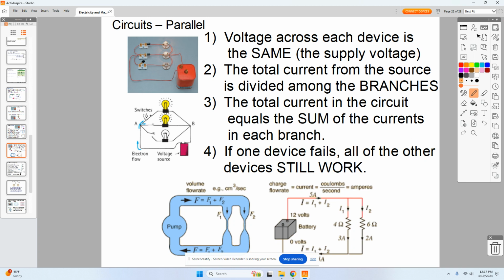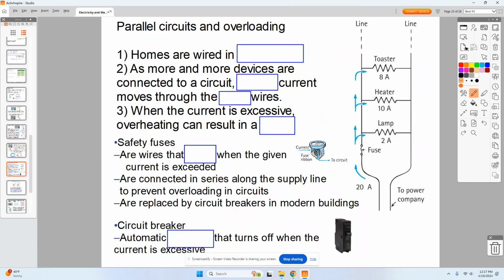How are your homes wired? Are they wired in parallel or are they wired in series? Yeah, they are parallel. You know this, right? And the reason you know that is that if a light bulb burns out in the bedroom, that doesn't cause the light bulb in the kitchen to shut off, right? So these are done in a parallel arrangement.